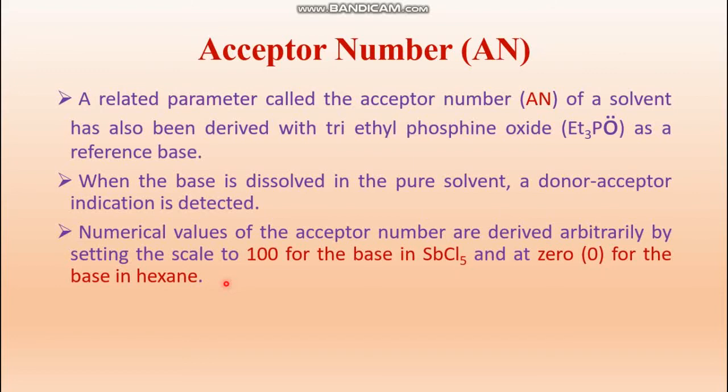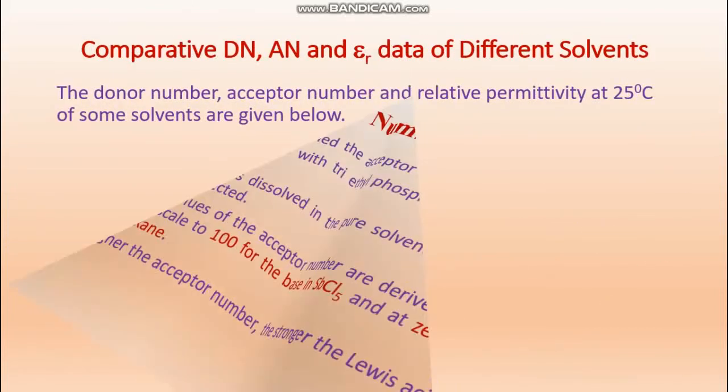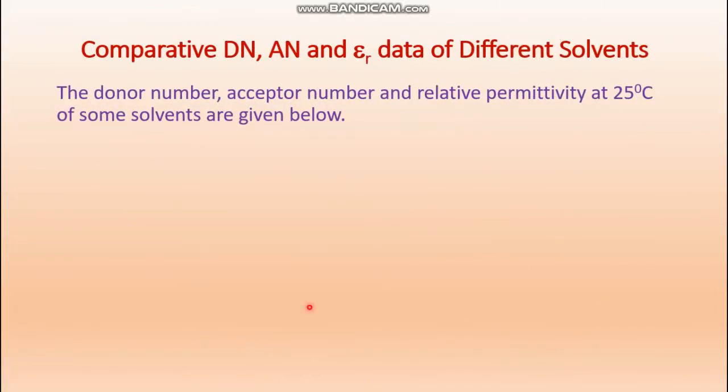So if the delta H value in some other solvent is, suppose, 104.4, then its acceptor number is 1. This 540 and 100 are arbitrary values. And if it is 535.6, then its acceptor number is 99. So higher the acceptor number, stronger is the Lewis acid. Very simple. Now I give you some tabular data.